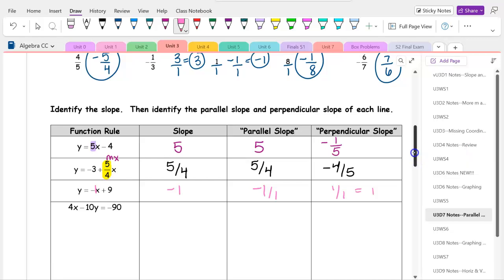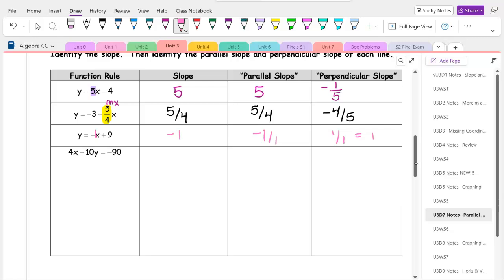Now, this last one we have to be careful with. You're going to notice you have more space here, and that's because this equation is not in slope-intercept form. So remember, you cannot identify your slope until you are in slope-intercept form. So we are going to have to start off by solving for y. That's why you have all this space. Subtract your 4x on each side. Bring down your -10y.